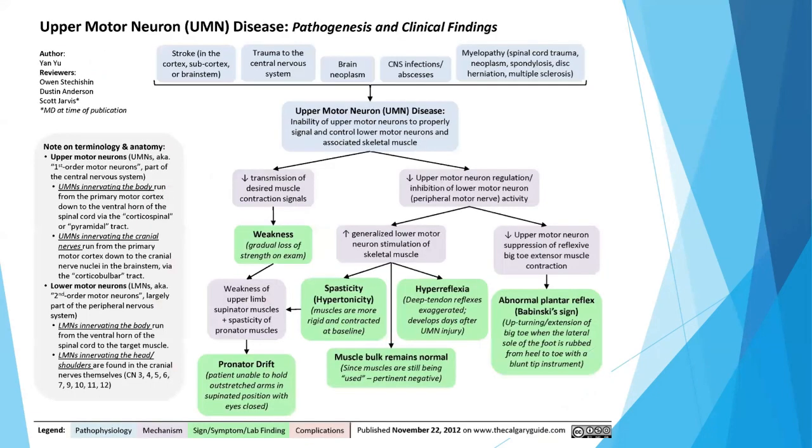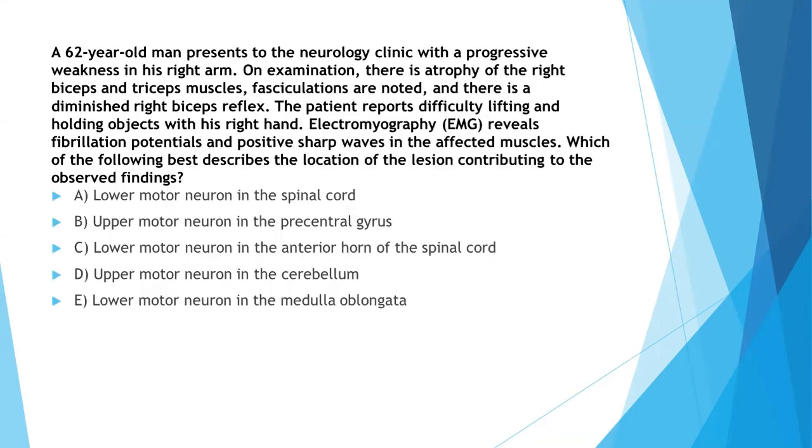Now, let's talk about one more question here. Which of the following best describes the location of the lesion contributing to the observed findings? A 62-year-old man presents to the neurology clinic with progressive weakness in his right arm. On examination, there is atrophy of the right biceps and triceps muscles. Fasciculations are noted, and there is a diminished right biceps reflex. Now, the patient reports difficulty lifting and holding objects with his right hand. EMG reveals fibrillation potentials and positive sharp waves in the affected muscle. Which of the following best describes the location of the lesion?